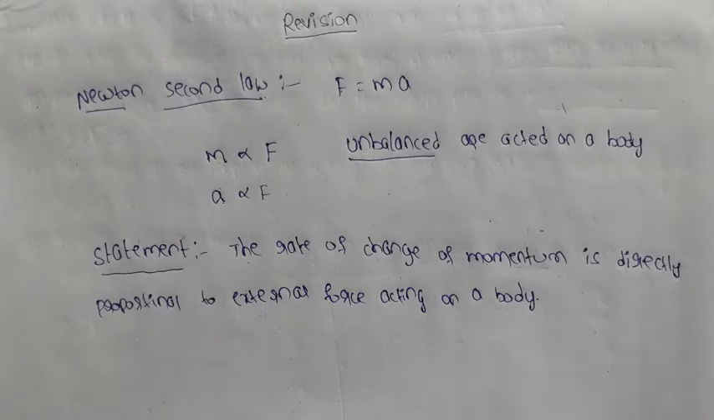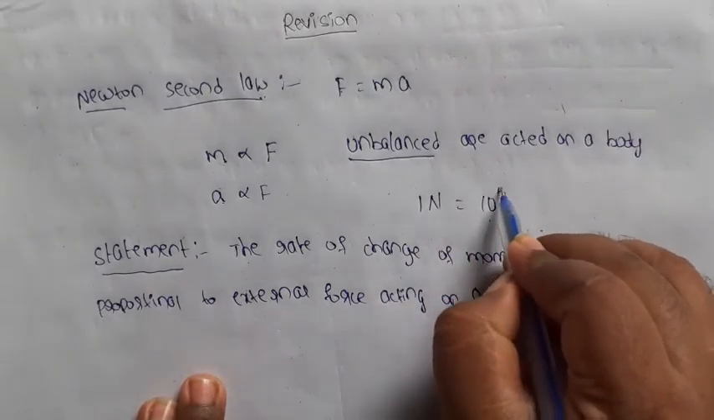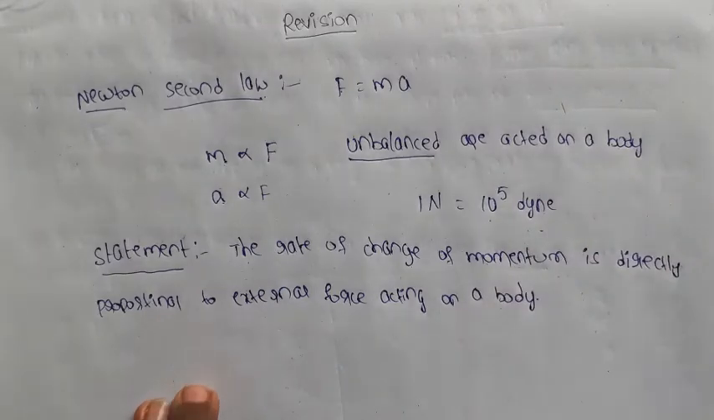Next, what is the relation between Newton and dyne? 1 Newton is equal to 10 to the power of 5 dyne. This is all about Newton's second law. Now we are going to discuss Newton's third law.